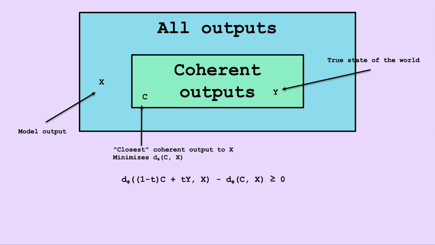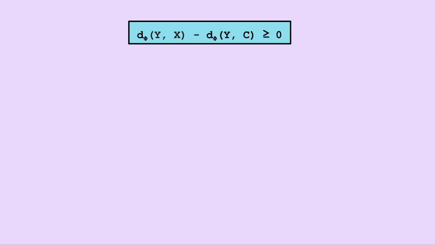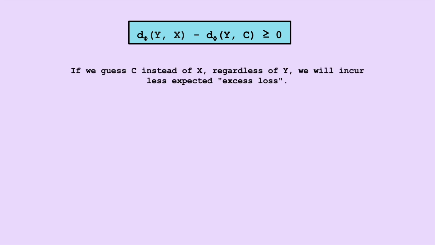Taking the limit as t goes to 0, using the definition of the derivative, this becomes, which simplifies to, in words, this means that if the world is in an arbitrary state y, then guessing c will incur less excess loss than guessing x on average.